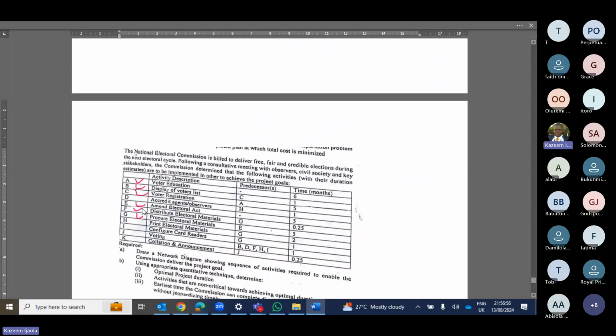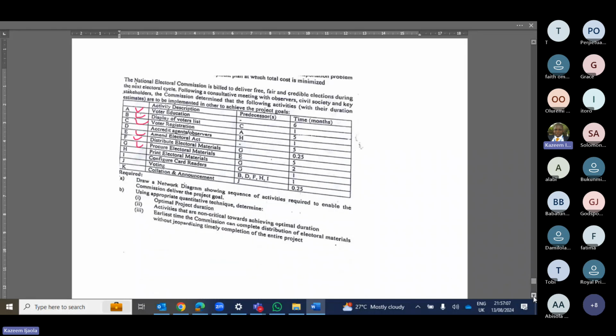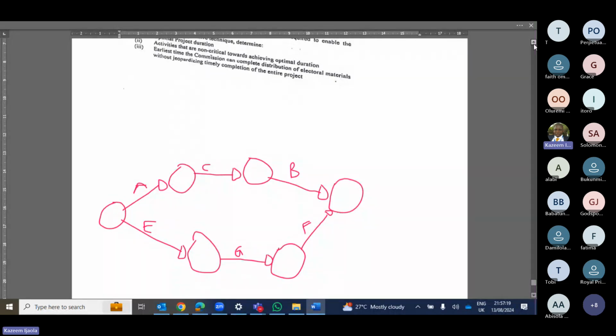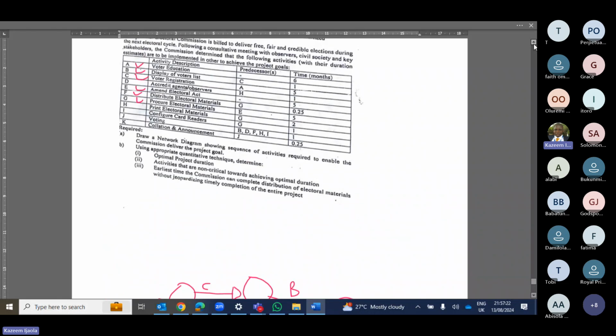Now, H is from where? From G. Remember that H also goes to B. H is from G, and it also goes to B. You cannot draw H and go to B directly. H and B are together, so it will violate rule 4. So you have to bring a dummy.